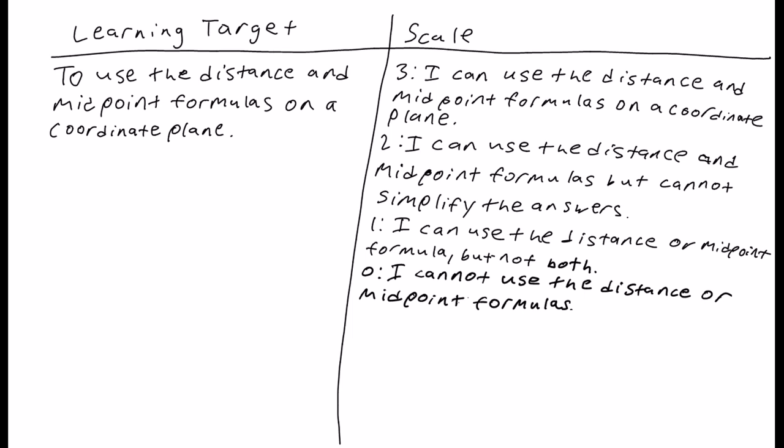So that's either simplifying the fractions, reducing the fractions, or simplifying the radicals, the square roots, which will probably be the biggest issue for most people. 1, you can use the distance or midpoint formula, but not both of them. You can use one or the other. It'll probably be the midpoint that you can use, but sometimes it's the other way around. And 0, you cannot use the distance or midpoint formulas at all whatsoever.